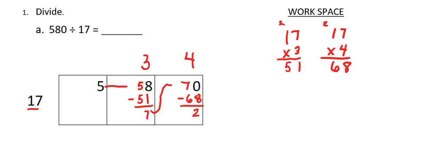Always want to check to make sure I have a number above each box and that my remainder is off to the side. That helps me know that I didn't forget to put an answer in my quotient. And we have a remainder of 2. So 580 divided by 17 is 34, remainder 2.